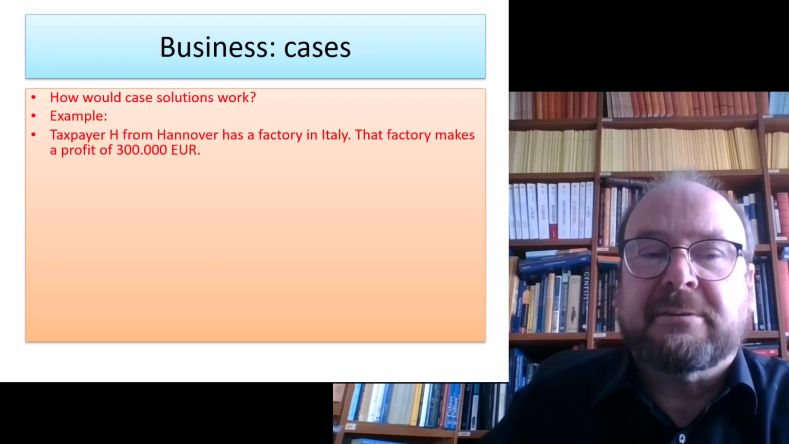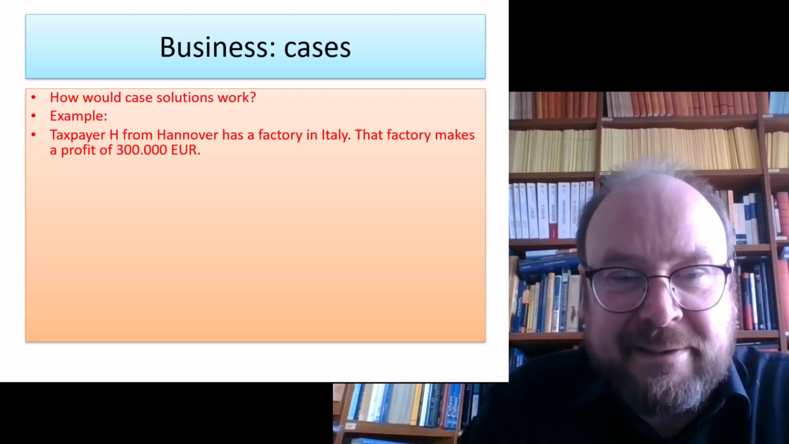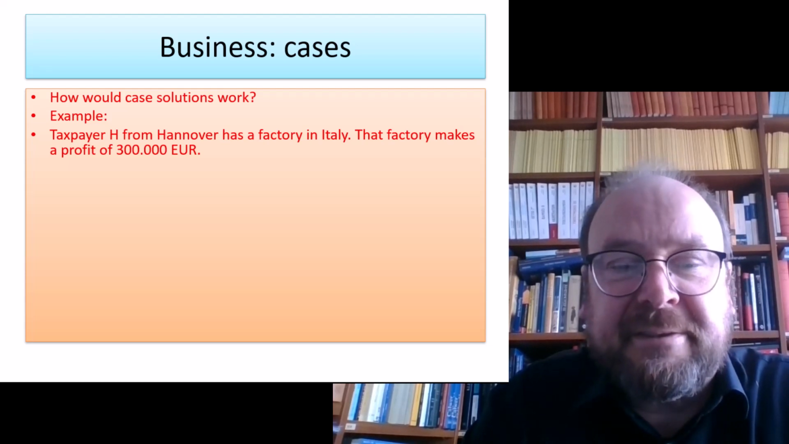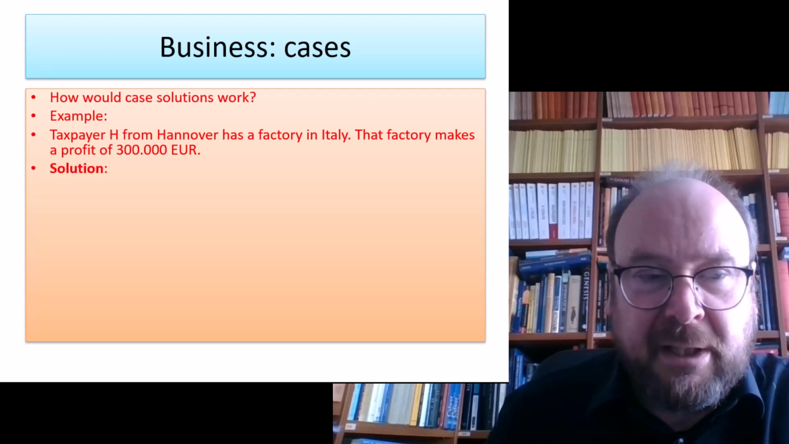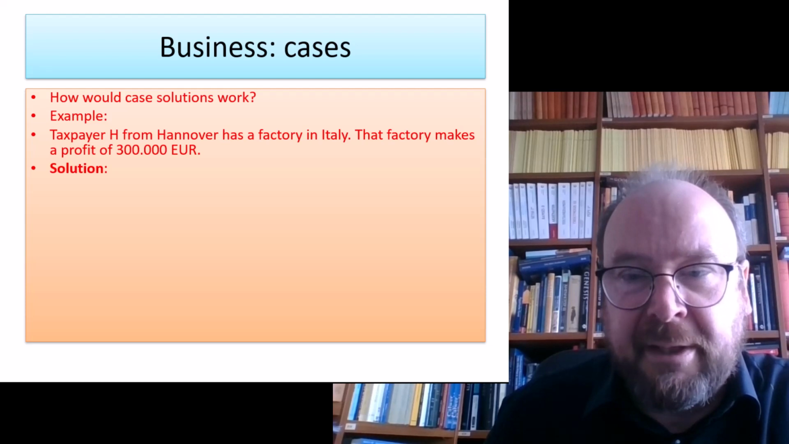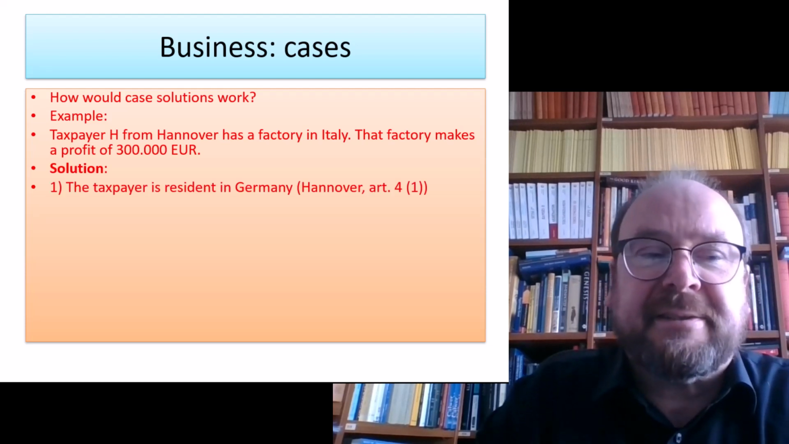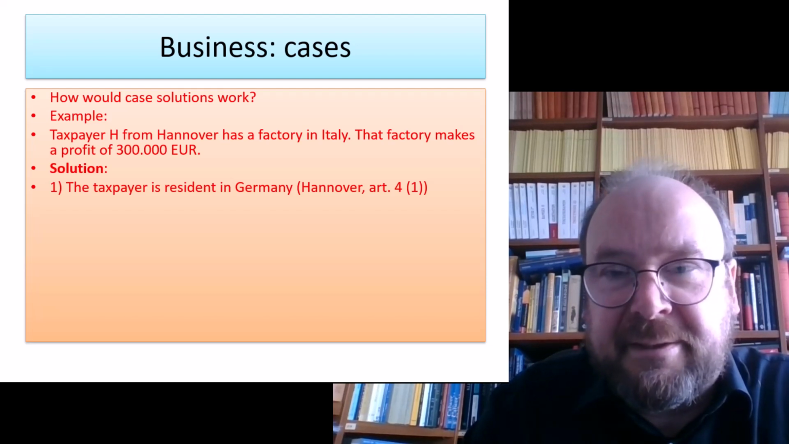Again, some other training case. For example, taxpayer H from Hanover has a factory in Italy. That's a sole tradership. And as you see here, the complete factory is in Italy. The taxpayer is in Hanover. That factory makes a profit of 300,000. And now let's look at the solution. We must look for the residence of the taxpayer. And here's a surprise. Although the complete factory is in Italy, a factory is not a person, neither a natural nor a juridical one. So we have to look for the owner, and the owner is taxpayer H, resident in Hanover. So the owner is resident in Germany.